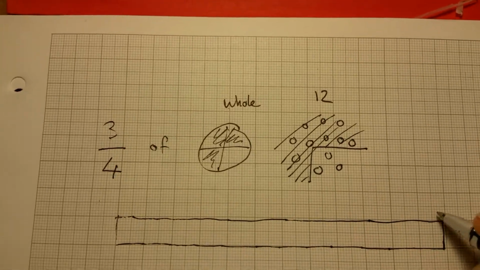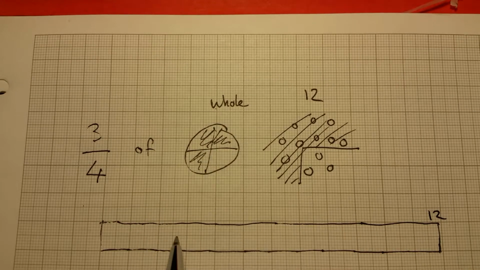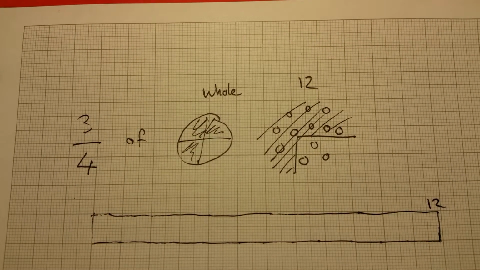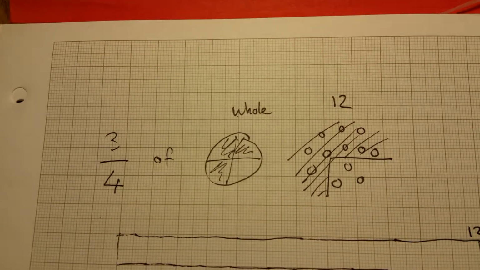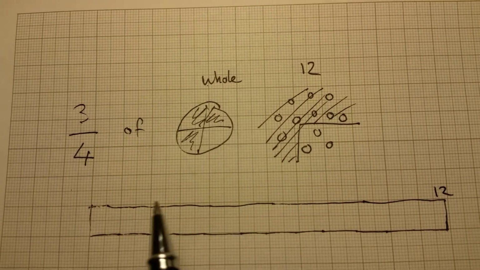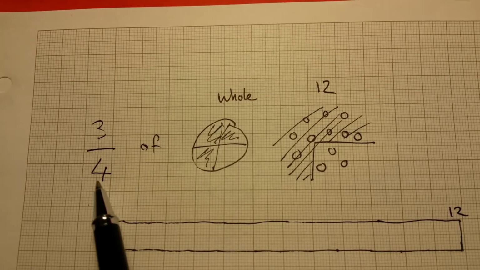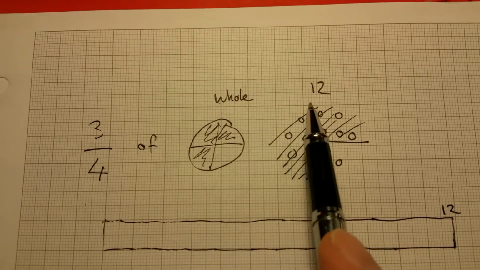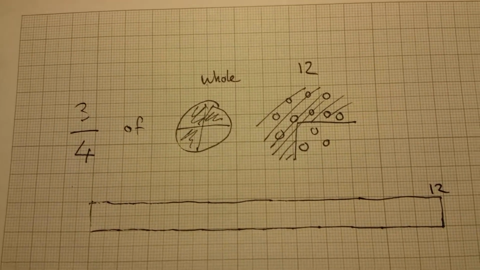So that's a bar that's 12. It represents 12 sweets. Each one of those squares is a little sweet. But I want to find 3/4 of them. So I need to split my bar into how many pieces? Well, 4. Our denominator shows that we're splitting our 12 into 4 pieces.